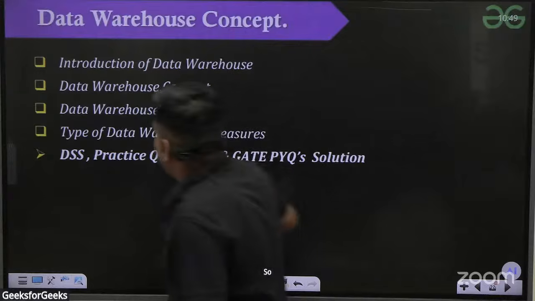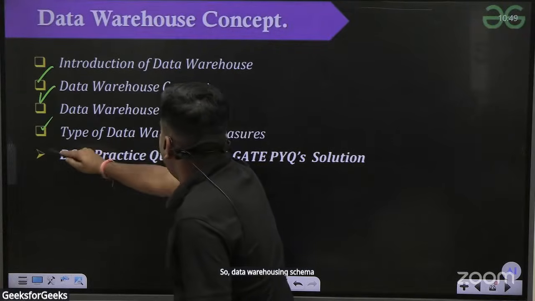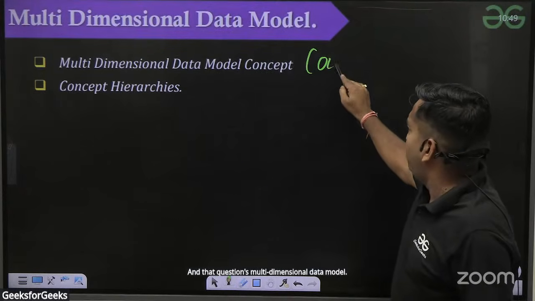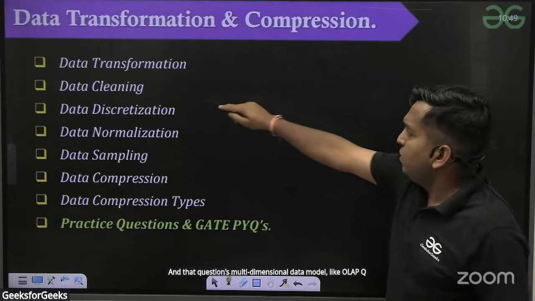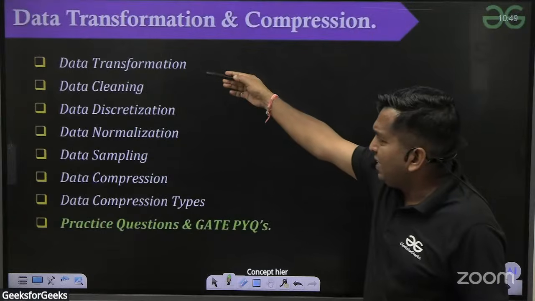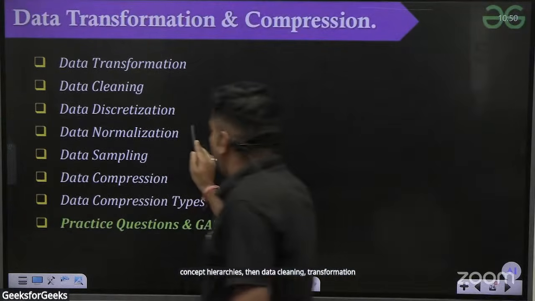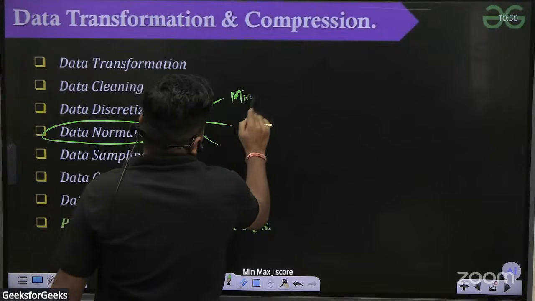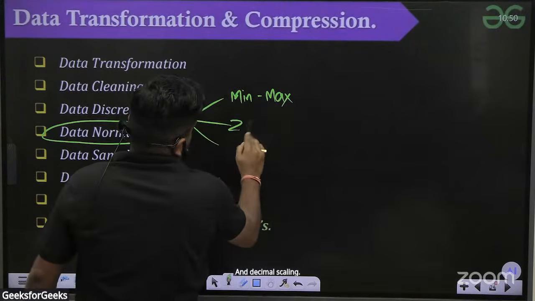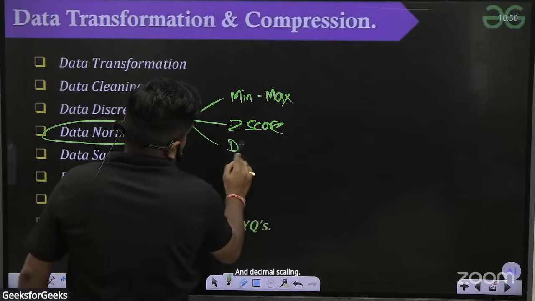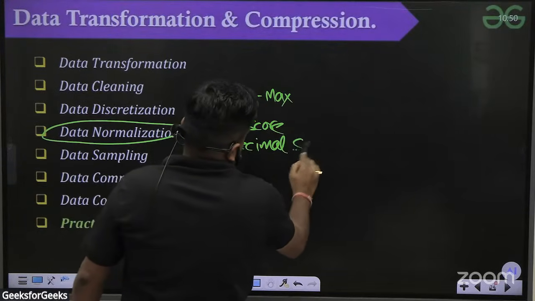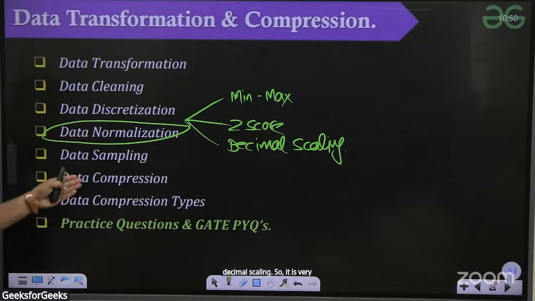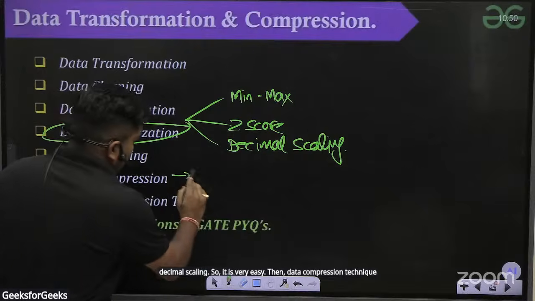So data warehousing schema, concept, and that questions, multi-dimensional data model like OLAP cube, concept hierarchies, then data cleaning, transformation, data normalization, min-max, Z-score, and decimal scaling. So it is very easy. Then data compression technique, in which we will discuss LZW.